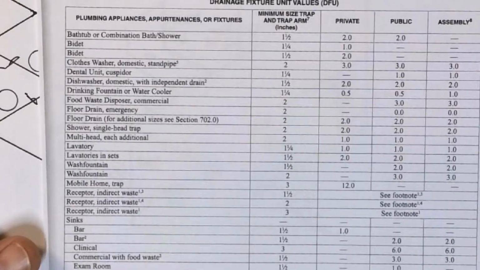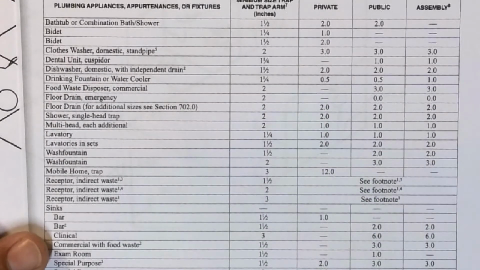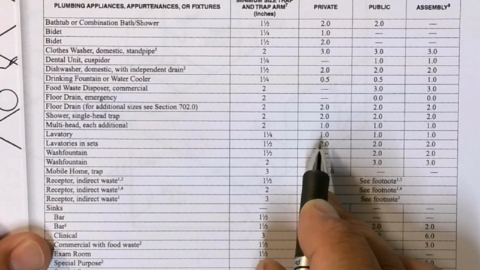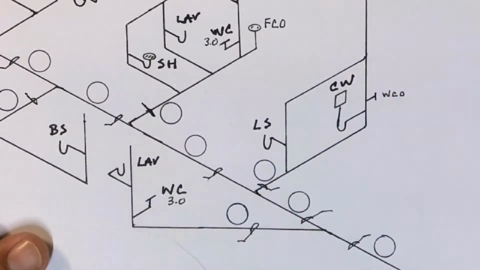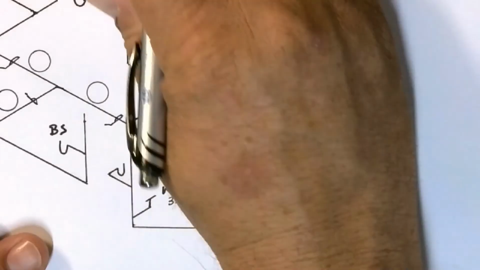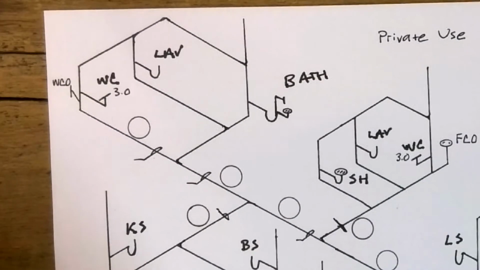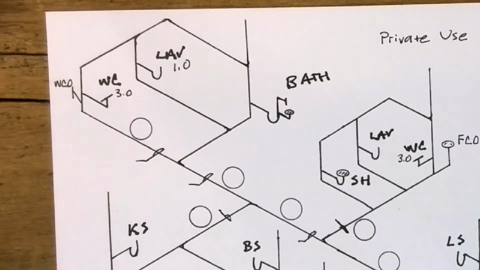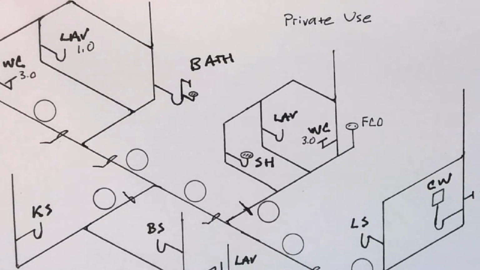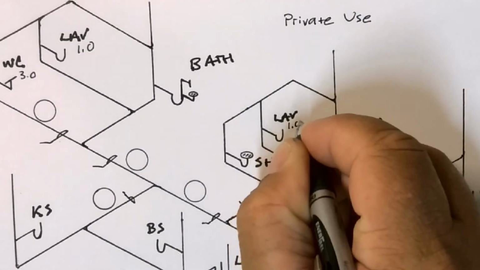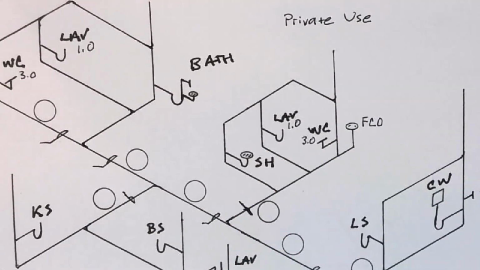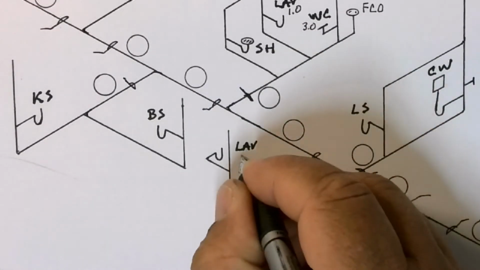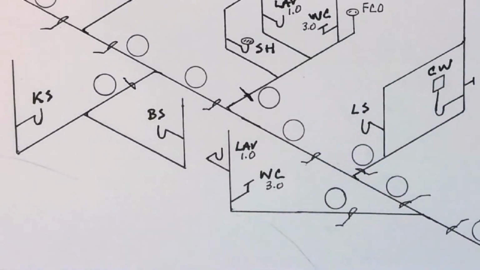Now let's take a look at our lavatories. Lavatories are cool because the water system and the waste system are both sized out the same at 1. So each lav is going to be calculated as 1 fixture unit.